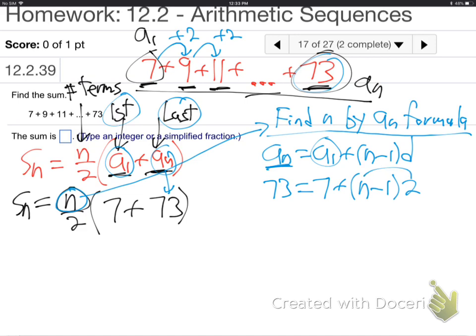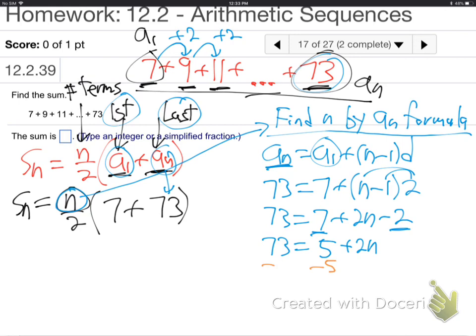So now we'll solve for n and bring it back. So 73 is 7 plus 2n minus 2. 7 minus 2 is 5. Keep going. Subtract 5. So that's 68 is 2n. Divide by 2. N is 34.